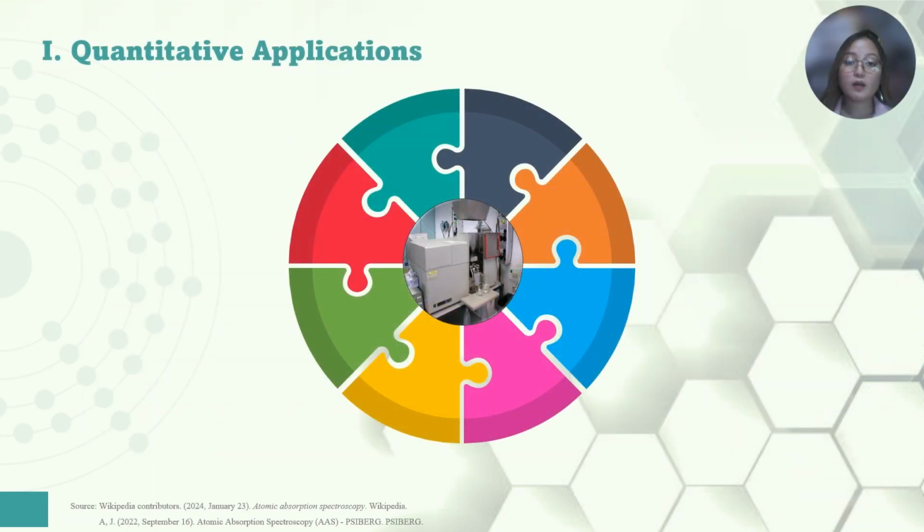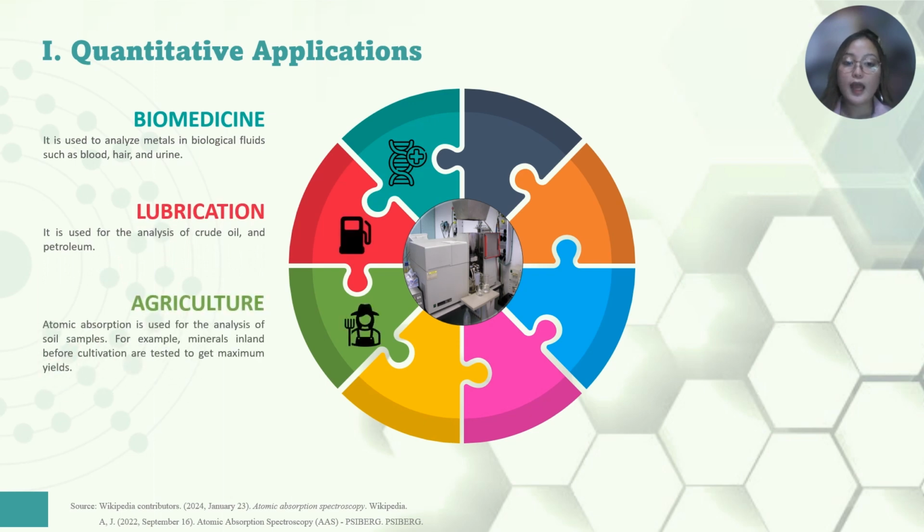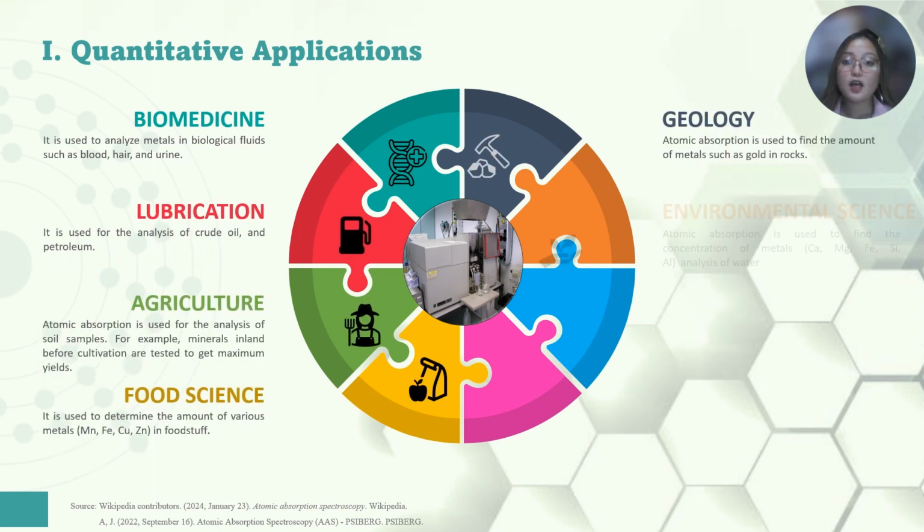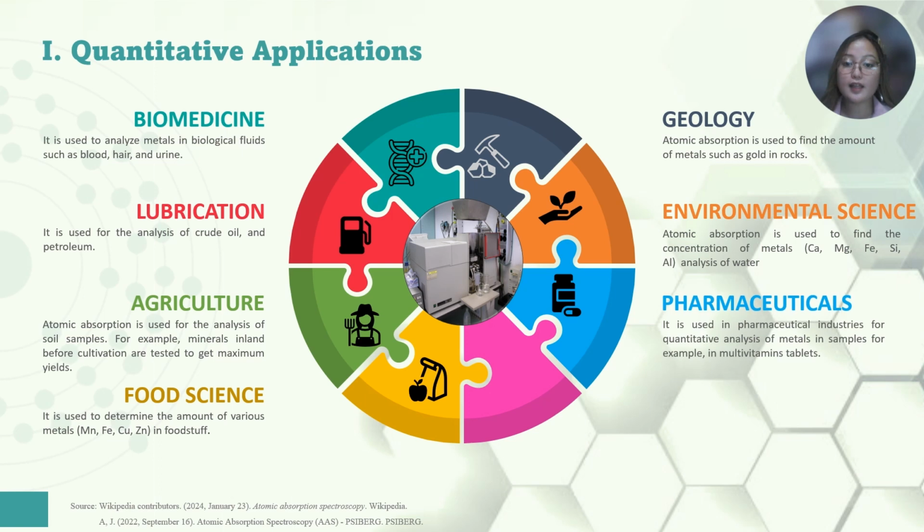Moreover, atomic absorption spectroscopy is widely used for the analysis of trace metals in a variety of sample matrices. It is also a versatile technique with a wide range of applications in different fields such as biomedicine, lubrication, agriculture, food science, geology, environmental science, pharmaceuticals, and lastly, cosmetics.